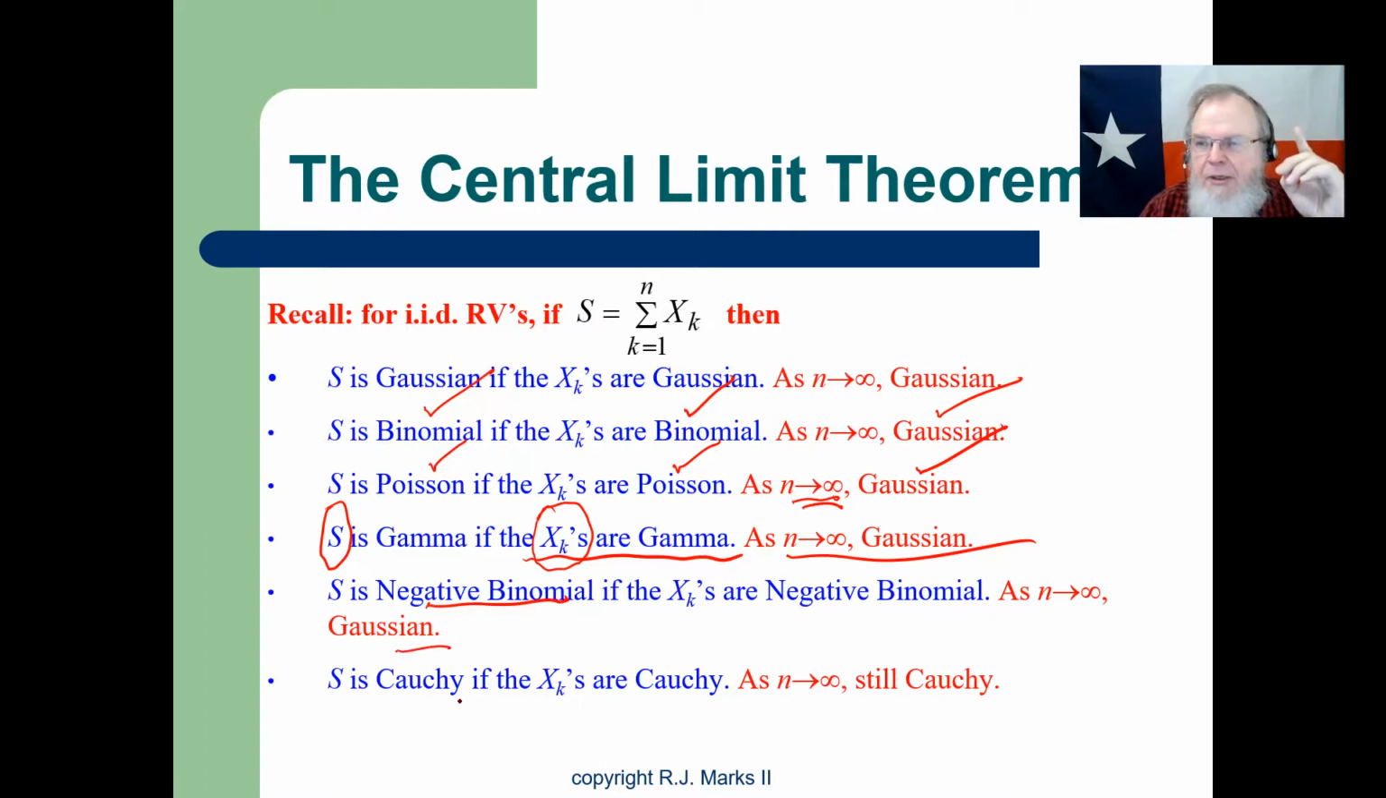But we do have to be careful. Remember, we have to have defined means and standard deviations. So if x is Cauchy and the x sub k's are Cauchy, and you add a bunch of them, it's Cauchy. It doesn't go to a Gaussian. And this is something we showed also. A Cauchy never goes to a Gaussian. A Cauchy goes to a Cauchy. So to apply the central limit theorem, you have to have, again, a defined mean and a defined standard deviation.